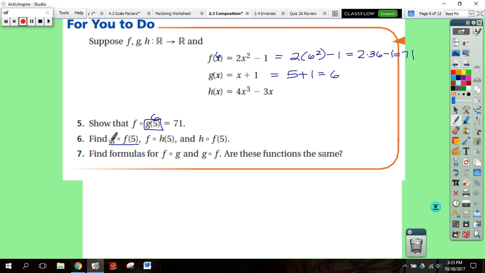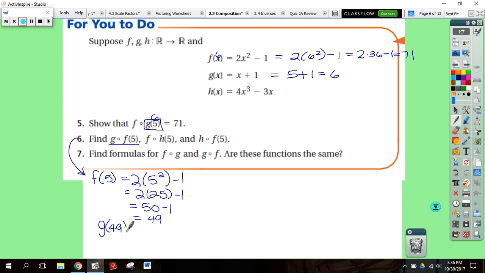So if we do g of f of 5, f of 5 would be 2 times 5 squared minus 1, which is 2 times 25 minus 1, which is 50 minus 1, which is 49. Then we take that output and make it the input for the g function. So 49 plus 1 is equal to 50. So this answer right here is 50, okay?